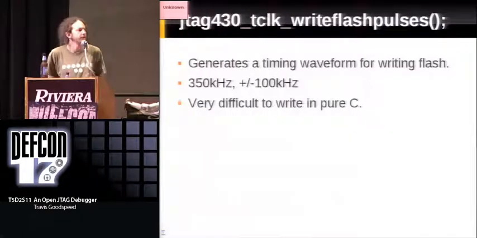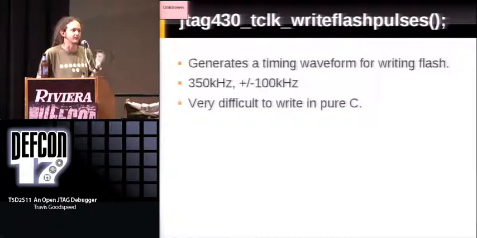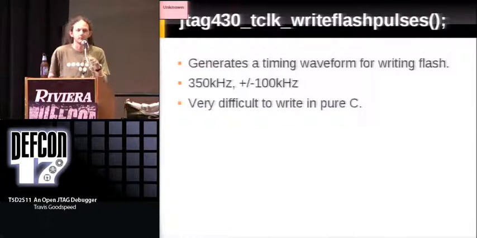Now, for writing the flash pulses, on the MSP430 you need 350 kilohertz, give or take 100. And writing this in pure C is quite difficult. TI tries it in their implementation. And between versions of their JTAG debugger, the flash will actually be written with different timing because the optimizations that the embedded compiler supports have changed. This must be hell for them to maintain and debug.